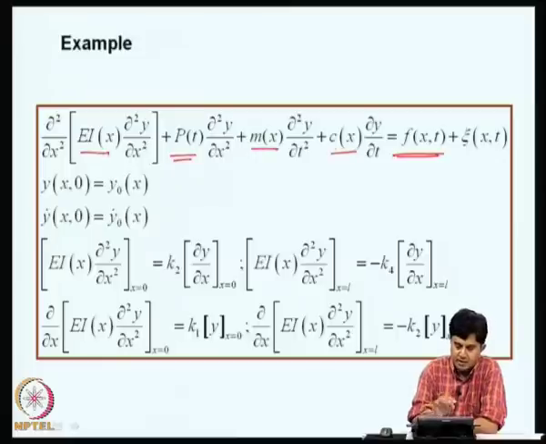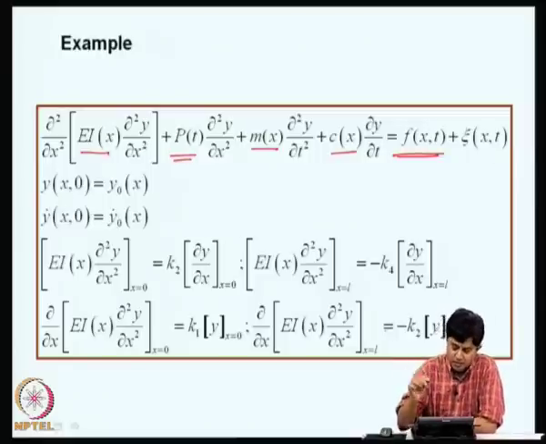and we assume that the flexural rigidity, mass per unit length and damping coefficient are all spatially varying. Also, in the boundary conditions, we do not have perfect hinge or perfect free end conditions. There are some flexibilities at the joints, and they are captured through spring constants K1, K2, K3, K4.